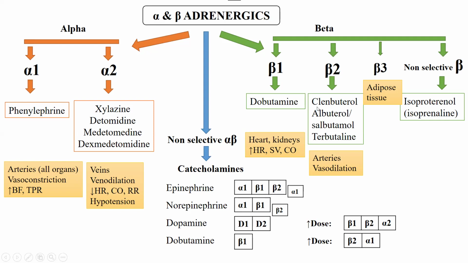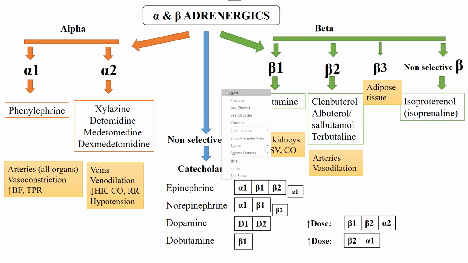Then we have beta 2. Beta 2 is present on arteries and it will cause vasodilation. Again, the blood flow and all those things will go down. Beta 3 is present on adipose tissue, and that's why these drugs don't have much of a clinical role right now.